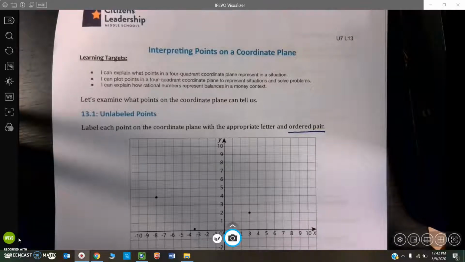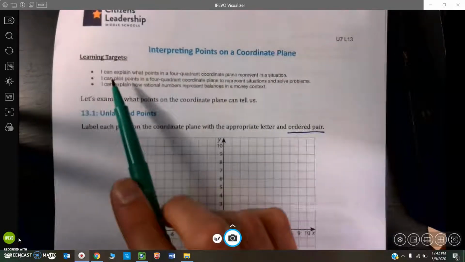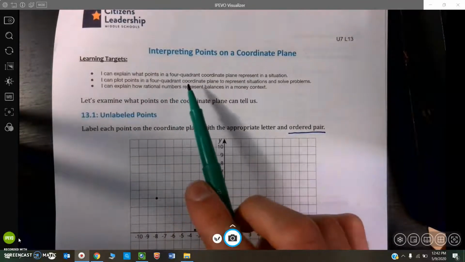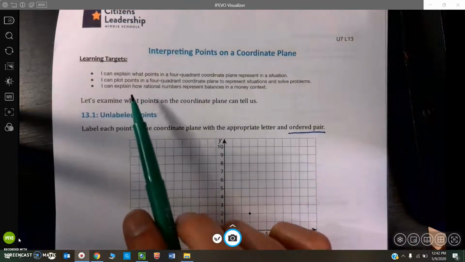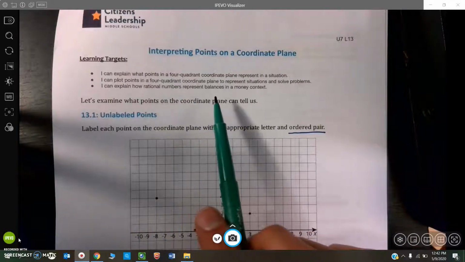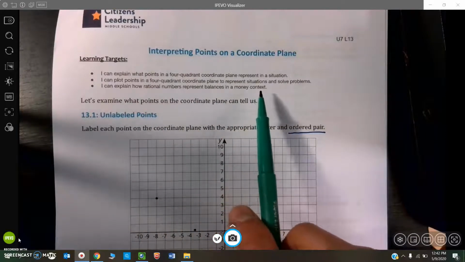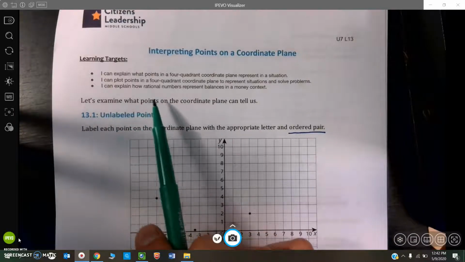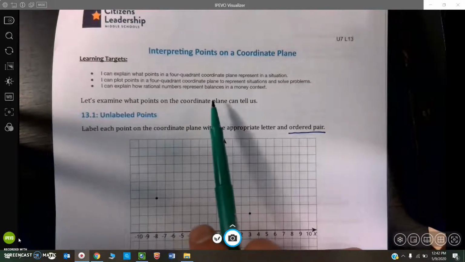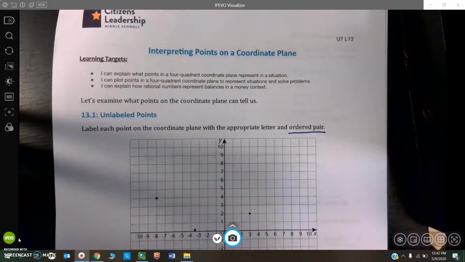The title of this lesson is Interpreting Points on a Coordinate Plane. We have 3 learning targets today. First, I can explain what points in a 4-quadrant coordinate plane represent in a situation. I can plot points in the 4-quadrant coordinate plane to represent situations and solve problems. And 3, I can explain how rational numbers represent balances in a money context.